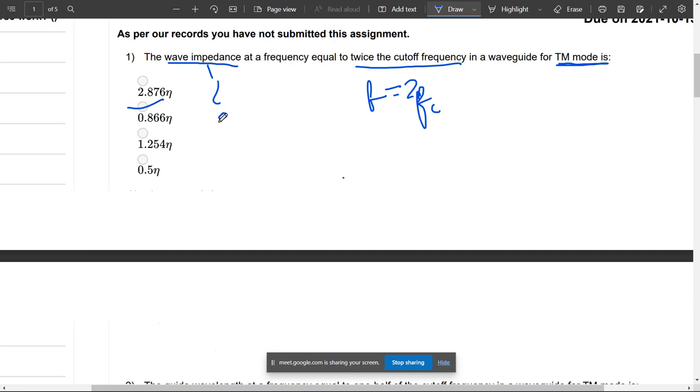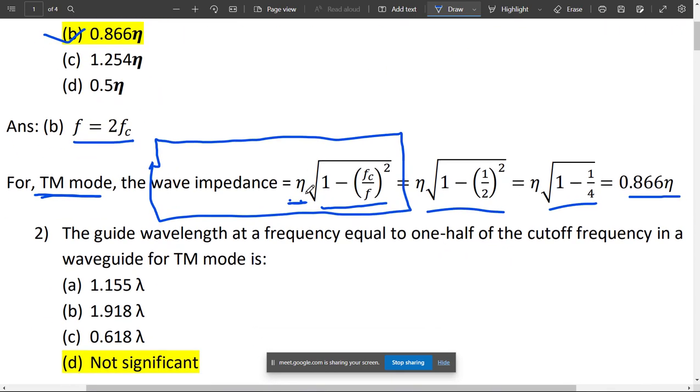So for the waveguide in the question, it's given that the frequency is equal to twice the cutoff frequency. Another thing given to us is that the waveguide is working in a TM mode. So for TM mode, the wave impedance will be equal to eta into the square root of 1 minus (fc upon f) squared.